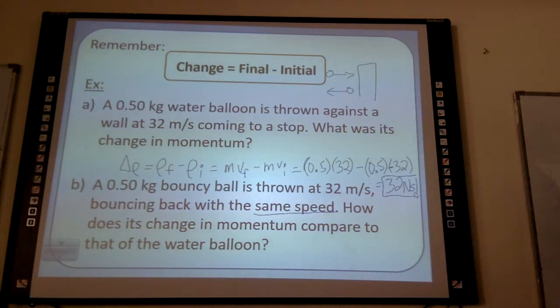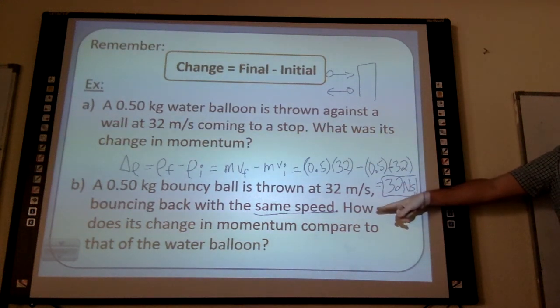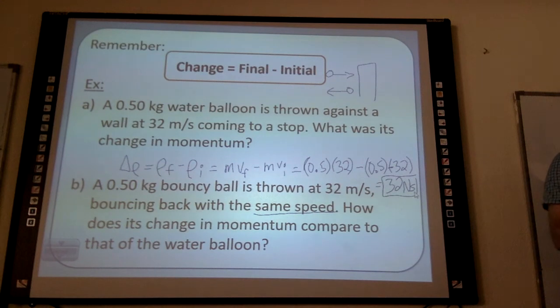So how do these two changes in momentum compare? One is positive, one's negative. One is gaining momentum and one is losing momentum. What about the magnitudes? Which one has a bigger magnitude of change in momentum? The second one. This one's 32, this one's 16. Why does this one have a bigger change in momentum? Because it's bouncing back. So if you bounce back, you have a bigger change in momentum.